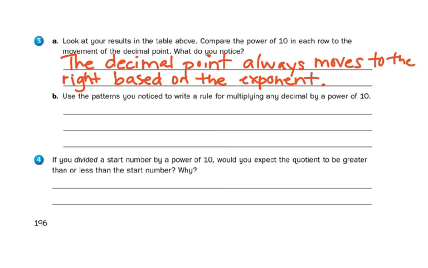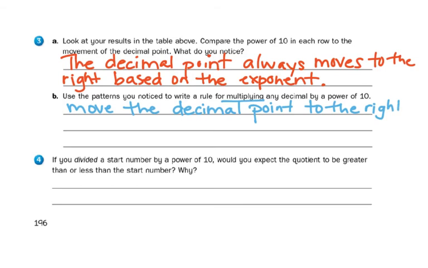So use the pattern you noticed to write a rule for multiplying any decimal by a power of 10. So what you're going to do is move the decimal point. Now we're just talking about multiplying right now. Move the decimal point to the right based on the exponent. Same thing, right?